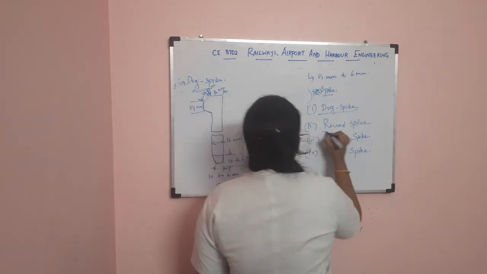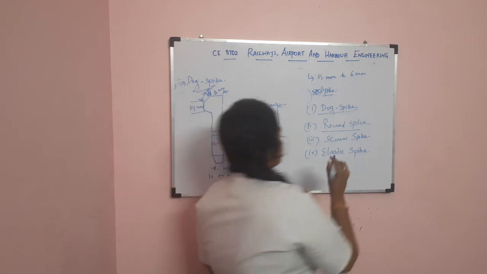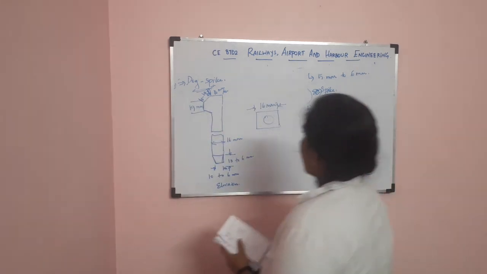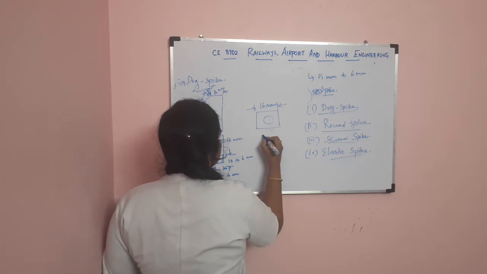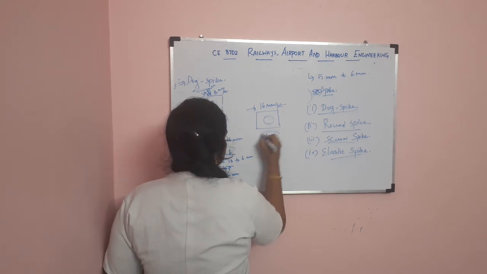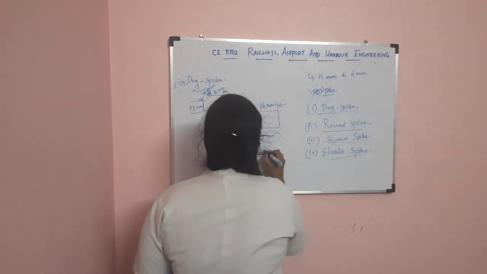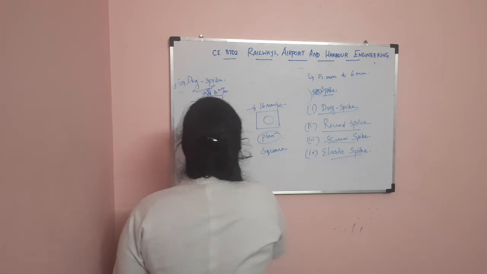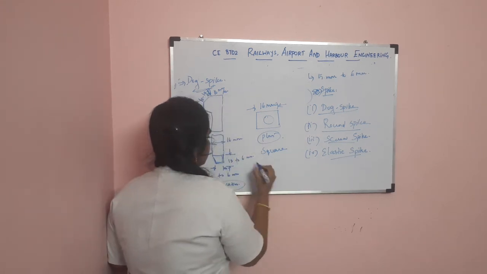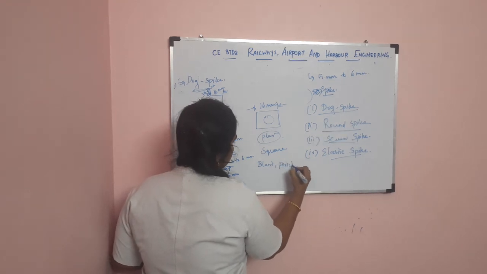So next one is round spike, next one is screw spike, and next one is elastic spike. So this is the elevation of the dog spike, and this is the plan of the dog spike. The section of this dog spike is square, and the lower end, as I already told you, is blunt, point or chisel.